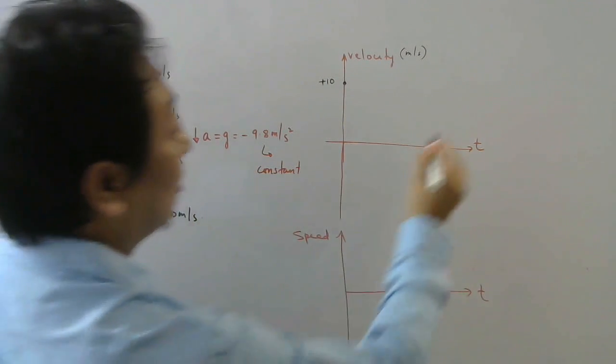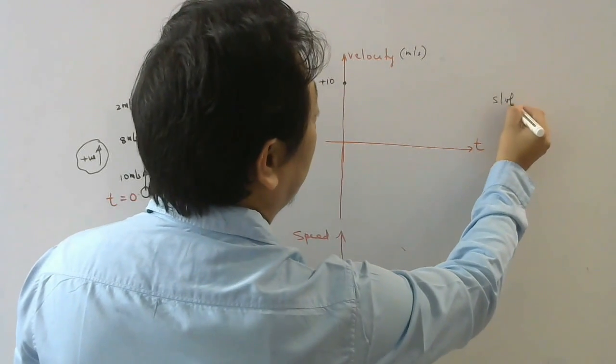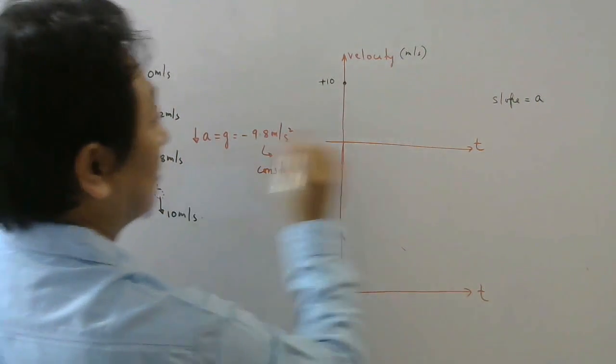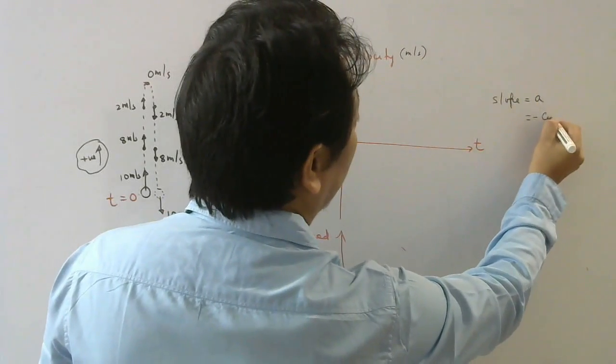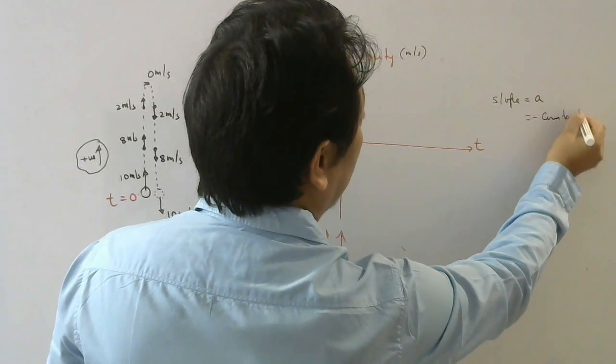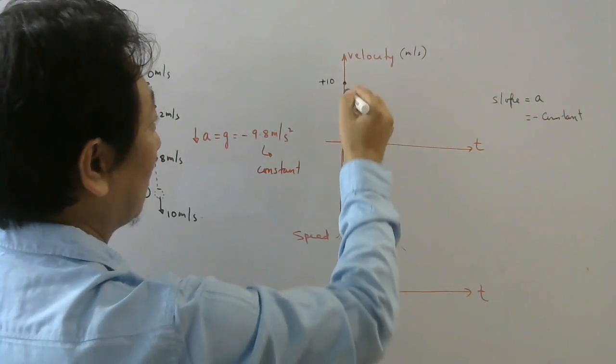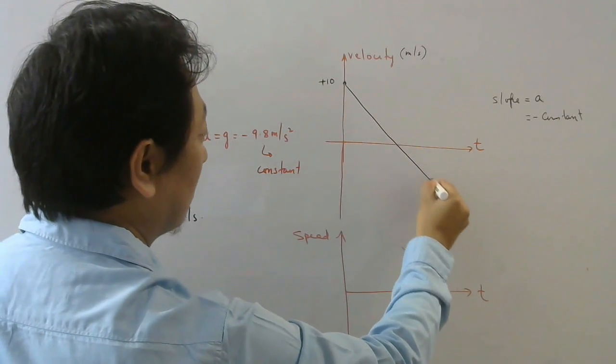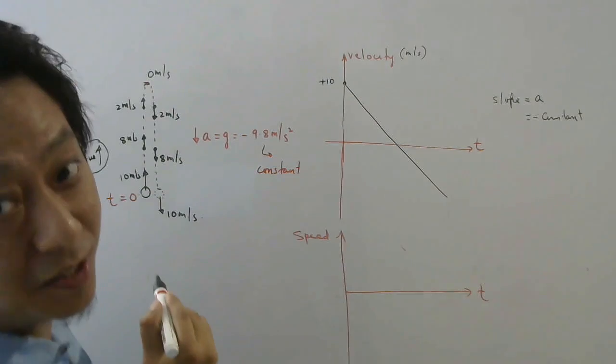How to remember? Well, slope of the VT graph is acceleration, and here acceleration is negative constant, and negative constant means how will your graph be? Like this. So it will continue like this, and then this is the velocity time graph.